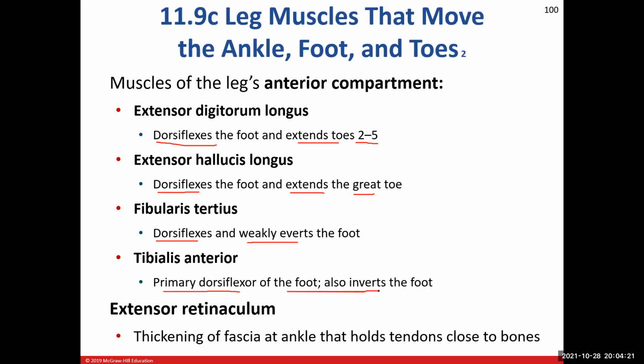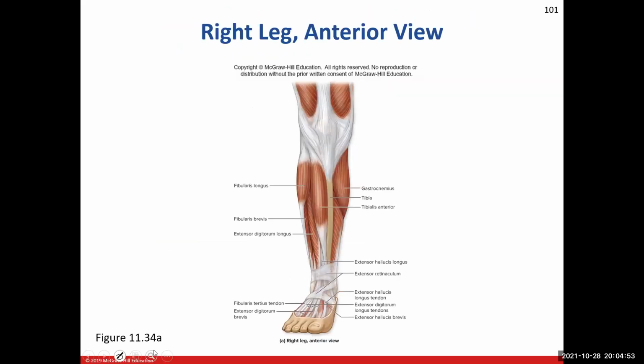So we saw in the upper extremity, we had a retinaculum down by the wrist, and its purpose was to help hold all those tendons from the forearm against the bone so they're not popping off. We see something similar here in our ankle. We have the extensor retinaculum. It's that dense connective tissue, and its job is to hold those tendons close to the ankle so they're not popping off. If that were the case, you'd see a webbing there.